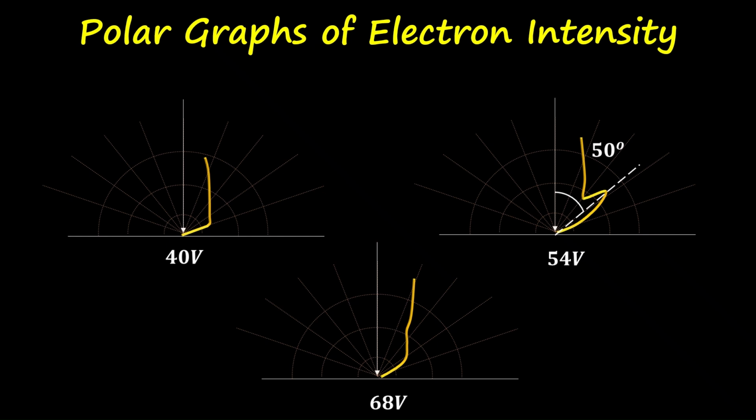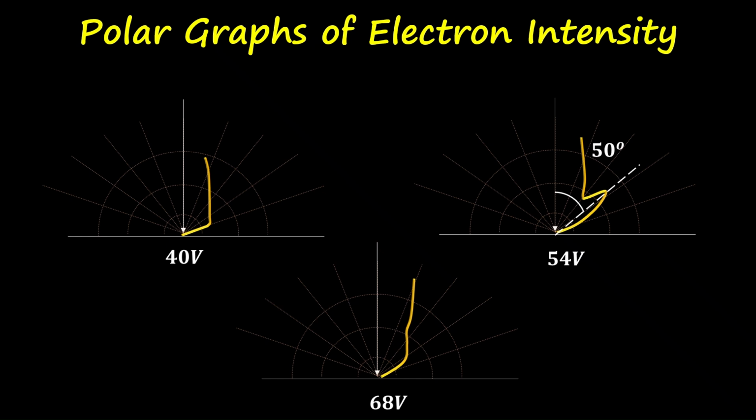But if we look at these three graphs, none of the curves are circles. So the electrons are not scattered uniformly. And as we change the voltage, here changing voltage means we are changing the energy of the electrons coming from the electron gun, the scattering pattern also changes. And at certain voltages, we can see maxima and minima occurring. That is, here at 54 volts, we can see that the maximum is occurring at 50 degrees.